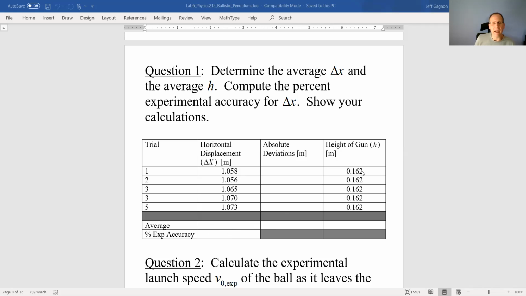And then for the height of the gun, I did 5 trials, but basically I got the same value. So I just average those. And of course, you're going to get 0.162 meters. Okay, and make sure you show me the calculation, right, for this percent accuracy.